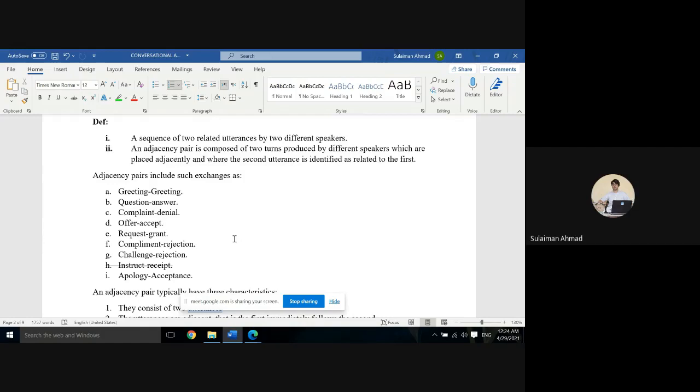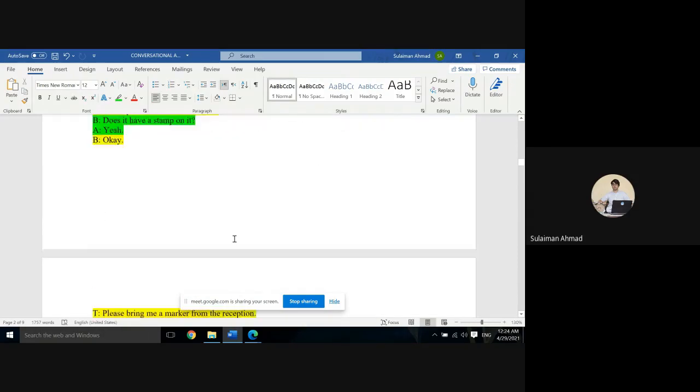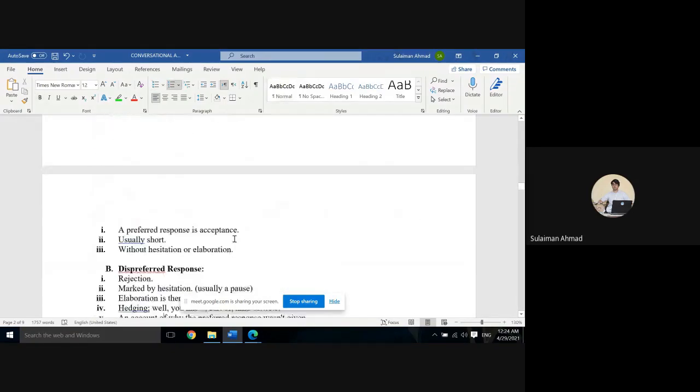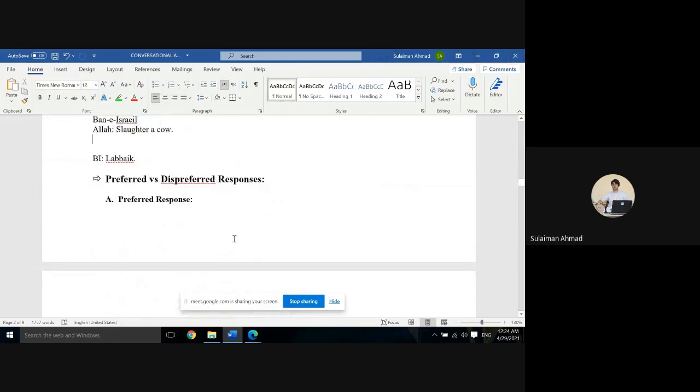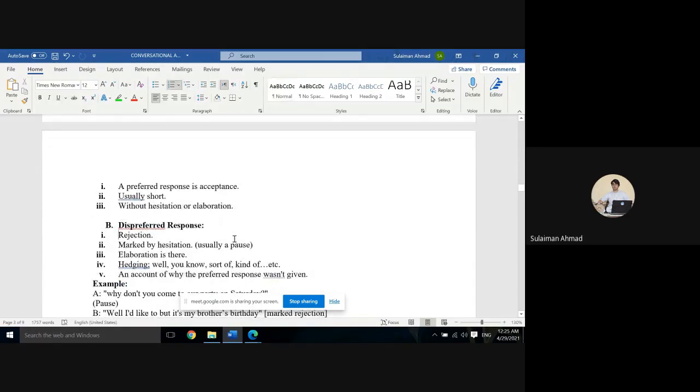So that is the thing. Like we disprefer the negative responses. These responses are actually a part of adjacency pairs. That is why we are discussing them here: preferred response, dispreferred response, and the characteristics of preferred and dispreferred responses.